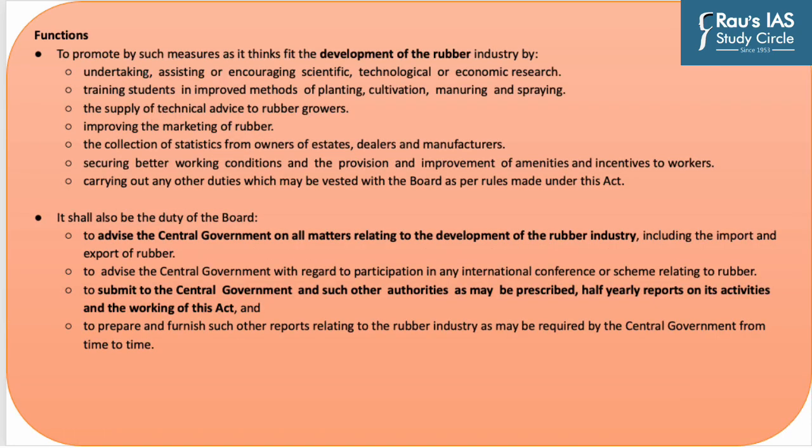Now let's see functions of the board as per the Act. The first is to promote such measures as it thinks fit the development of the rubber industry, and this can be done by undertaking, assisting or encouraging scientific, technological and economic research, training students, supply of technical advice to rubber growers, then improving the marketing of rubber, then collection of statistics from owners of estates, dealers and manufacturers, then securing better working conditions. Then also by carrying out any other duties which may be vested with the board as per the rules made under this Act.